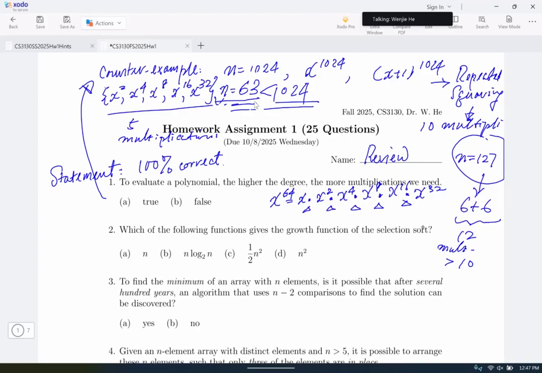The higher degree, 1,024, that high, we need fewer multiplications. Is that a contradiction to our current statement? Counterexample. Not 100% correct, right? Yeah, that's why it's false. Yeah.